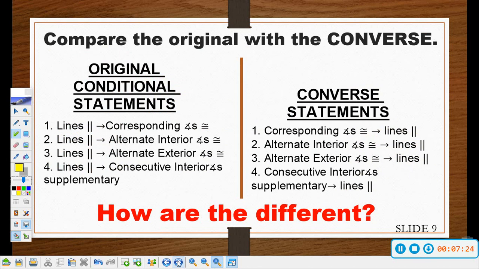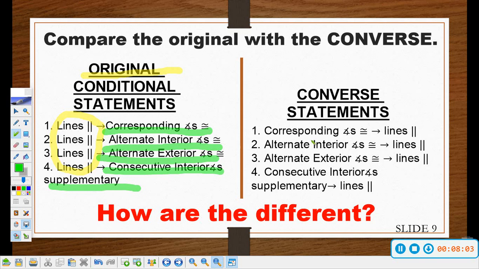Okay, compare the original with the converse. The original conditional statements that we learned the previous class were that if lines are parallel, corresponding angles are congruent. Notice in each one of these original conditional statements, we have the lines are parallel as the beginning. Okay, that is our hypothesis. Whereas the angles are the ones that we're proving are congruent, or in the case of supplementary interior angles, that consecutive interior angles, we're saying that they are supplementary.